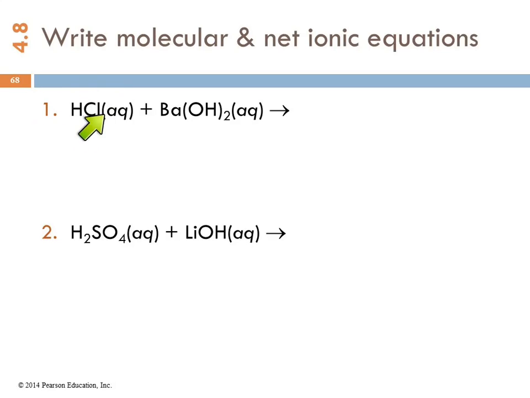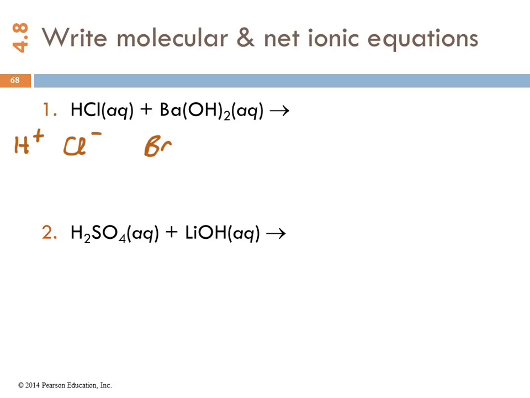What kind of a compound is HCl? It's a strong acid. And what kind of a compound is barium hydroxide? It's a base. So we have acid and base. Knowing that, we can almost just write the net ionic equation right there. But we won't. We'll do it the hard way. This is a strong acid, so I'm going to separate it into ions: H plus and Cl minus.